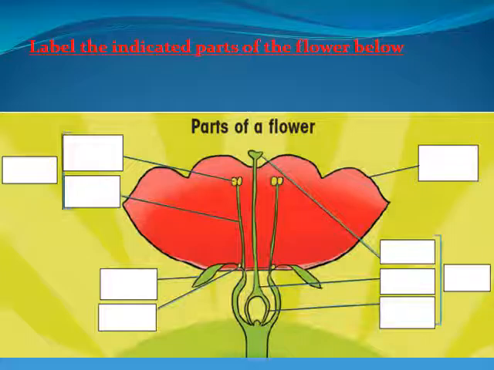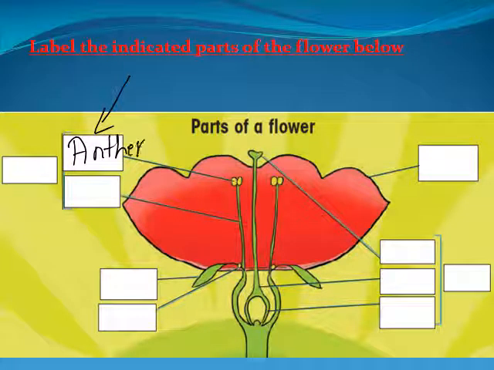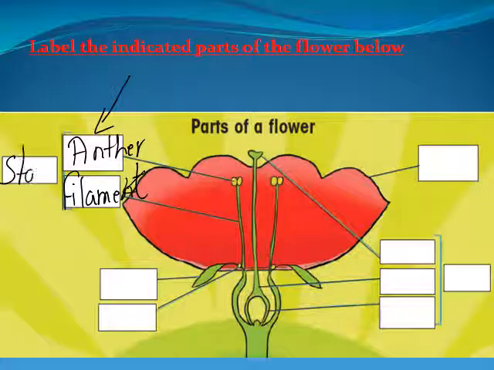First, label the indicated parts of the flower below. These are the parts of the flower. This part, Hadi, this part is called what? Anther. Anther, excellent. Leia, this part is called what? This one is called the filament. Excellent. Both of them compose what's called, yes, Rida, the stamen. Excellent. Stamen.